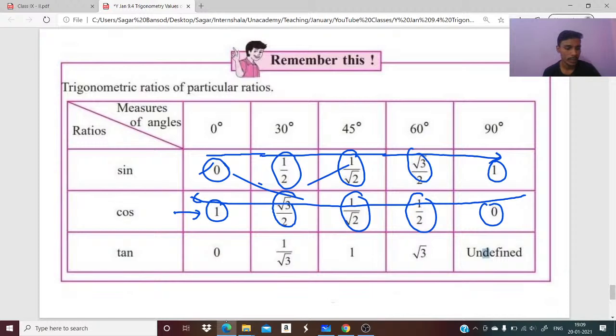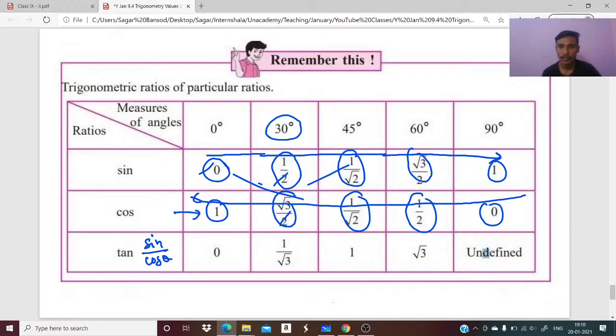Here we start at 0, and there we start at 0 but from the last. In this way you can remember this table, and you know that tan is sine upon cos. If you know the sine and cos values, you can find the values for tan. For 0 degree, tan will be 0 upon 1, that is 0. For 30 degree, tan will be half upon root 3 by 2, so this 2 will get cancelled out and you will be left with 1 by root 3.